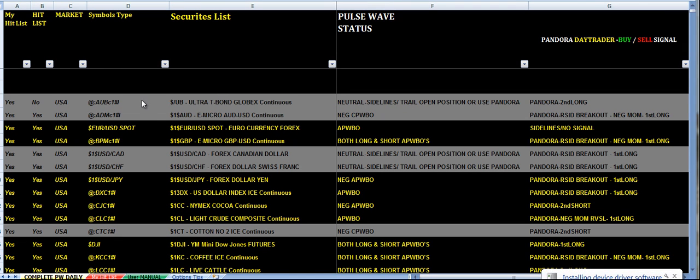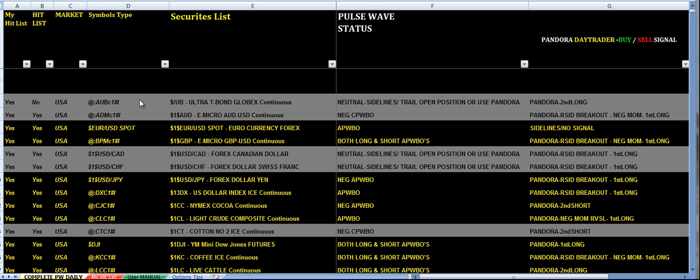This is a new updated spreadsheet that we did. Very short, simple, and to the point. Basically, the heart and soul of the system is the pulse waves. For those of you who are not accustomed to the terminology, trust me, you'll pick it up in no time.